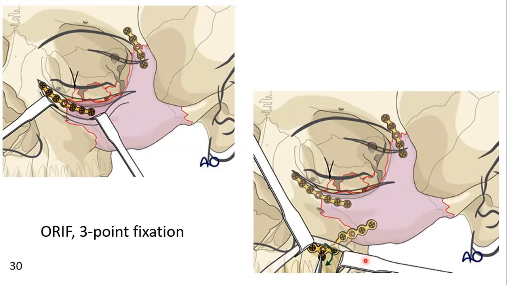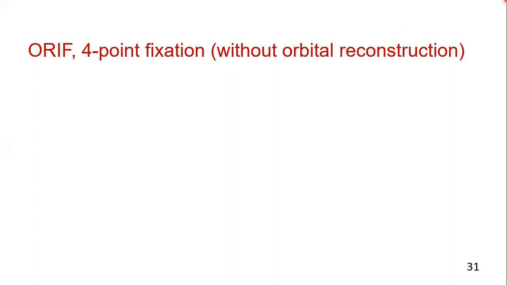And now looking through the maxillary vestibular approach, the fracture of the zygomatic-maxillary buttress is aligned. A larger L-shaped plate is ideal for the fixation of this fracture. The rest of the principles have been explained in the previous slide. Now, the last is the 4-point fixation.